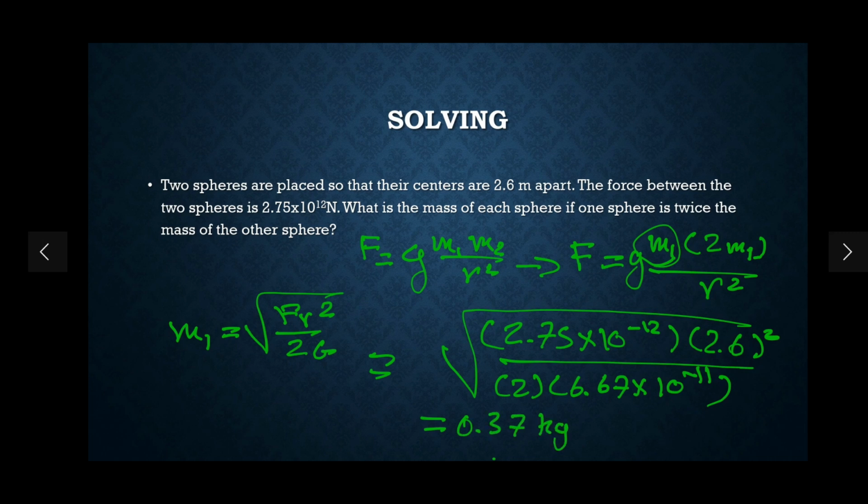Since m2 equals twice m1, to find m2 we just need to multiply 0.37 by 2, which gives us m2 as 0.746 kilograms. So this is the mass of m2.